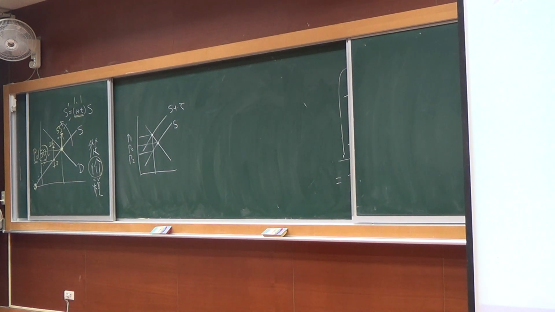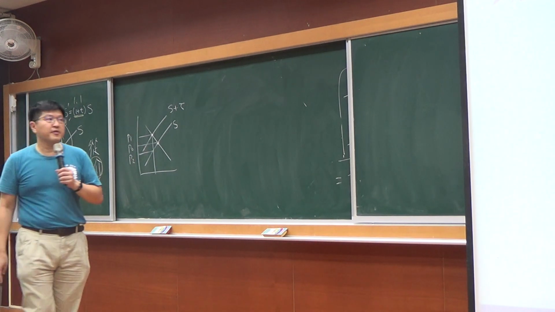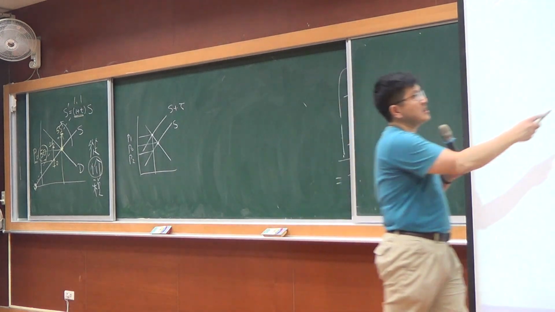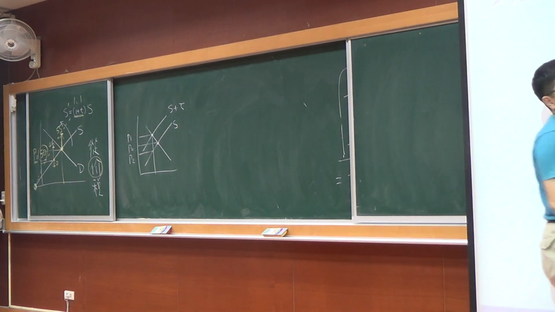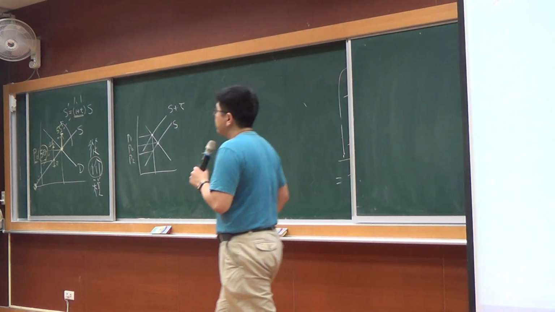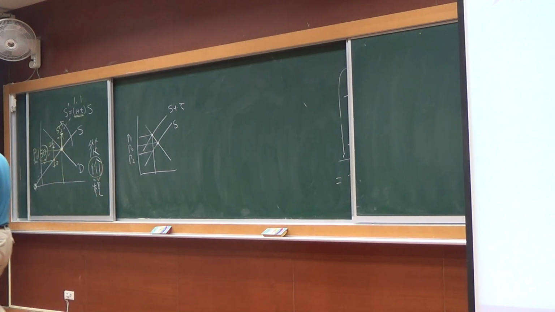I missed a parenthesis, right? Parenthesis here. So it's demand, parenthesis P of tau, and there is a parenthesis. I just missed one. Okay, please add it to your slide.